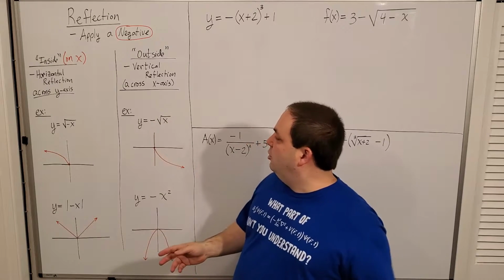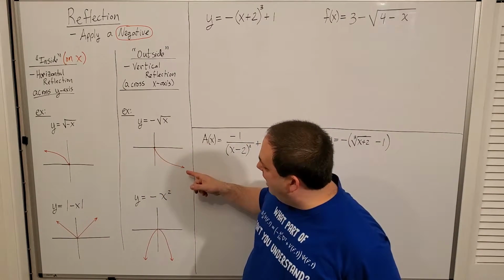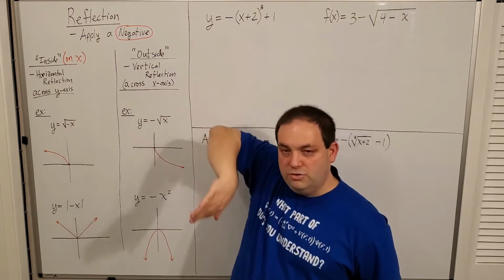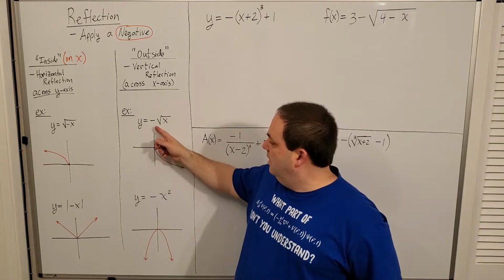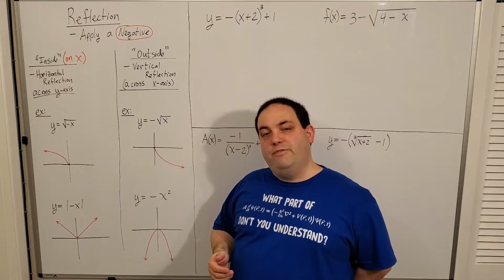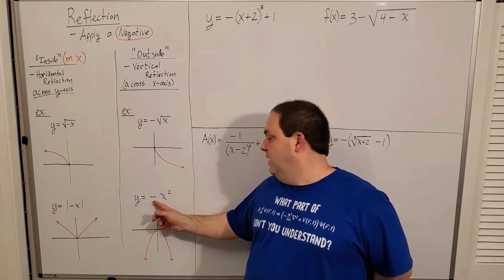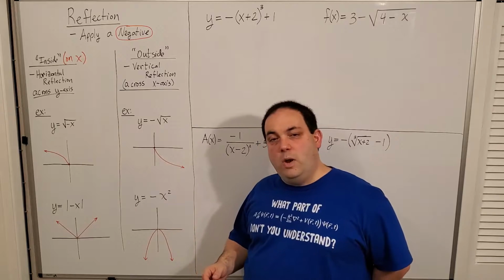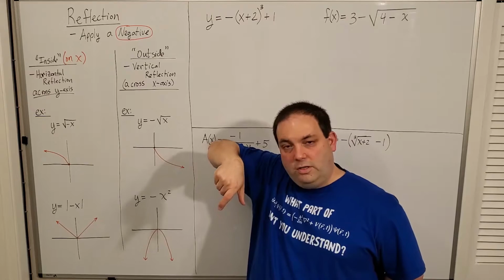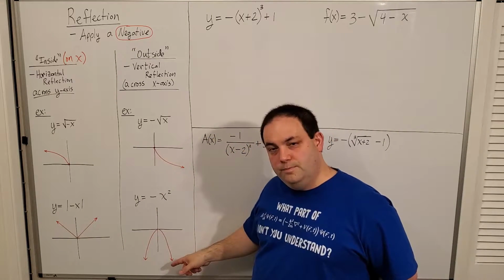Some examples of vertical reflections. If the negative is outside of the radical, notice you get the bottom half instead of the top half, right? It was reflected to the bottom side because I'm just making all of my y values the opposite of what they were before. Okay? Same thing here. If I have a negative outside of my x squared, it would normally be a parabola facing up. So that makes it vertically reflect to being a parabola facing down now.